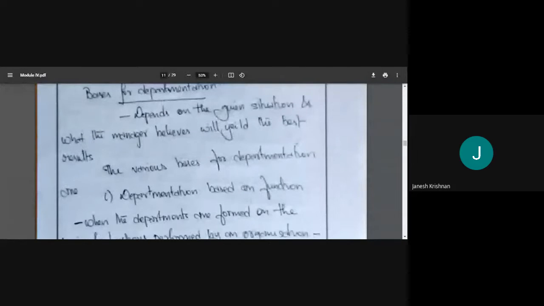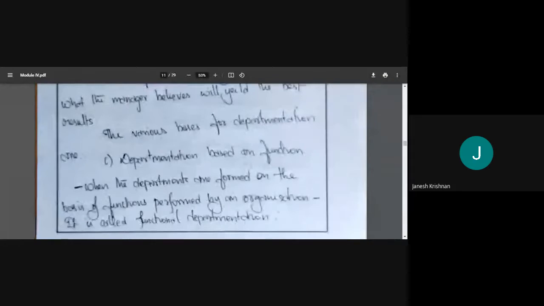First is based on function. Okay. When the departments are formed based on functions performed by organizations, it is called functional departmentation. Okay. So again, function means like we said earlier, we have marketing, we have production, we have finance in the business. Okay, basically we take three. We have a pen company. We have to market, we have to produce, and we need finance, right?